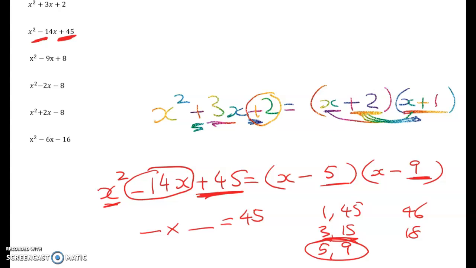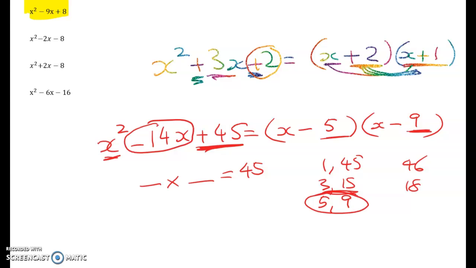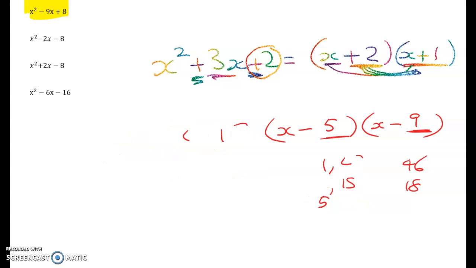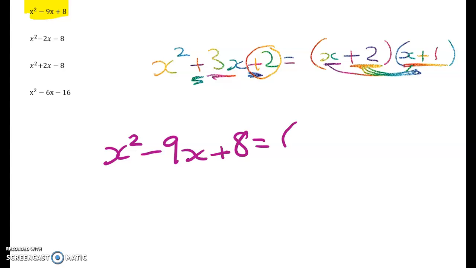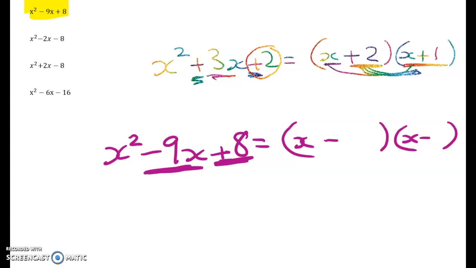Now the next one has got the same sign pattern. x squared minus 9x plus 8. So we start off by identifying that it's a quadratic. It's going to be x times x. And we want to have two numbers that multiply to give me 8. So they're going to have to be both positive or both negative. But we need them to give me minus 9x. So it'll be minus, minus.